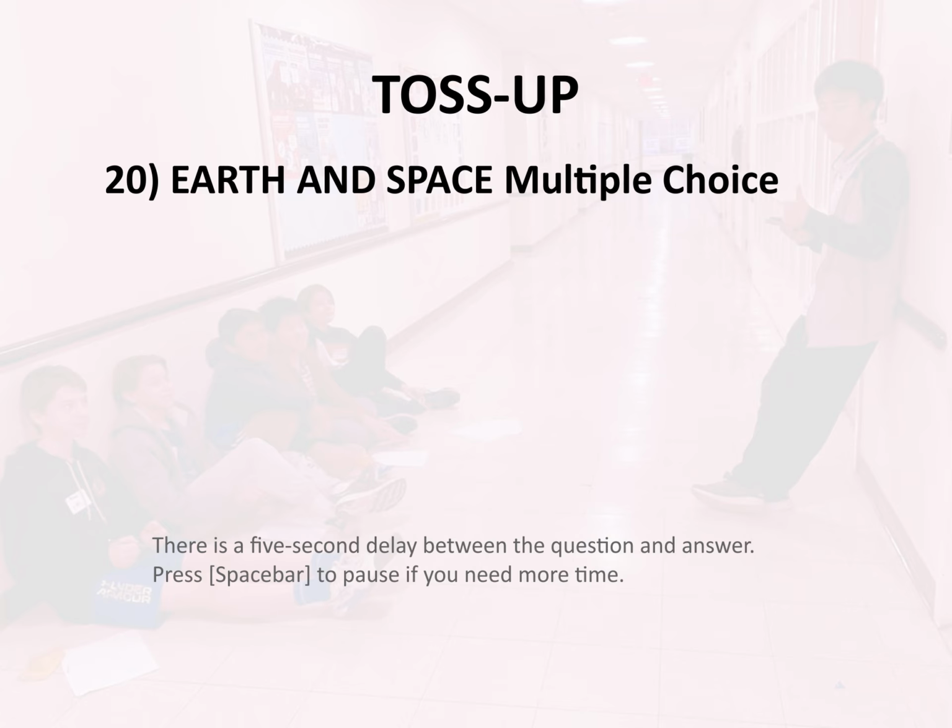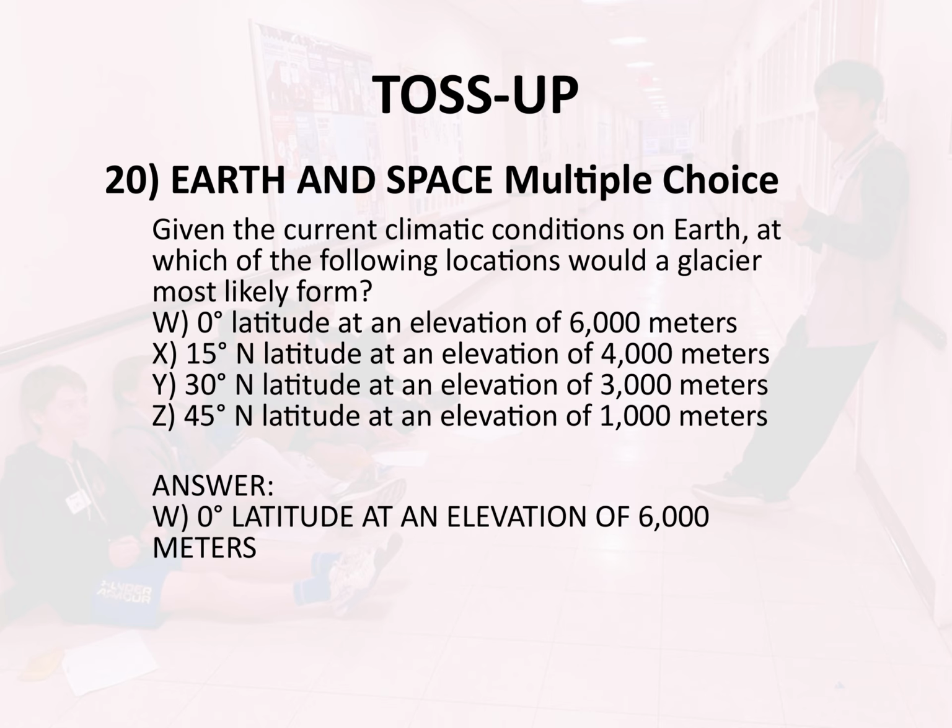Y. 30 degrees north latitude at an elevation of 3,000 meters. Z. 45 degrees north latitude at an elevation of 1,000 meters. Answer. W. 0 degree latitude at an elevation of 6,000 meters.